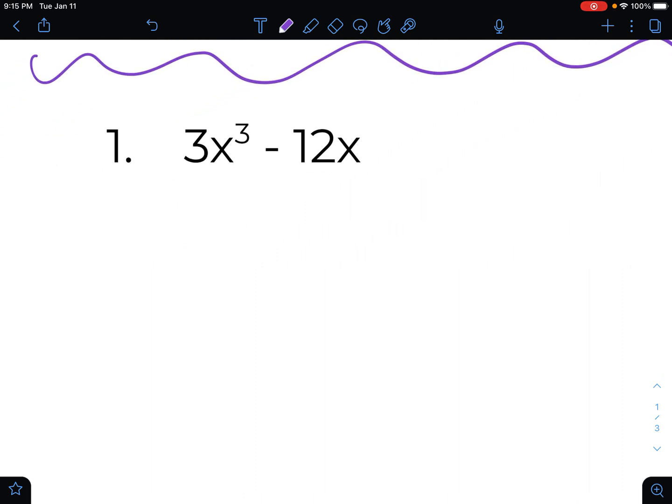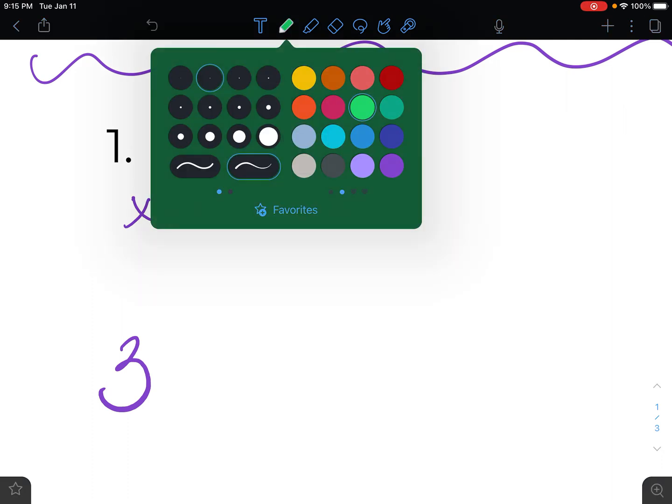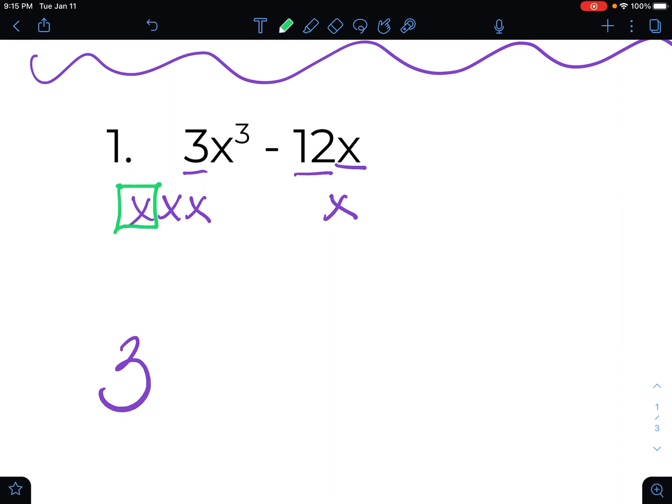So if I look at number 1, I have 3x cubed minus 12x. The GCF of 3 and 12 is in fact 3. And then I have x cubed, so x times x times x, and then I have an x. They both have one x in common. Therefore, my GCF is going to be 3x.